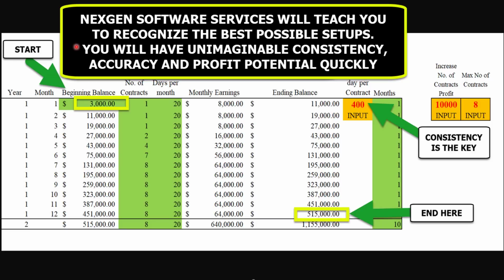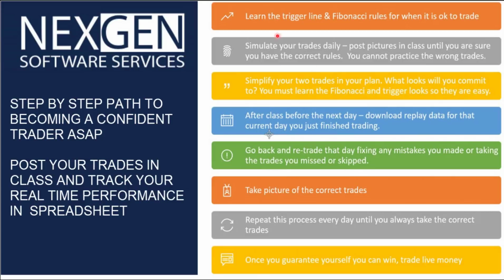You will end up with unimaginable consistency when you have the correct areas and the correct trigger lines that are in your favor. You're going to have consistency, accuracy, and a lot of profit potential, and you're going to get it very, very quickly. And again, this is the plan that we've laid out for you.